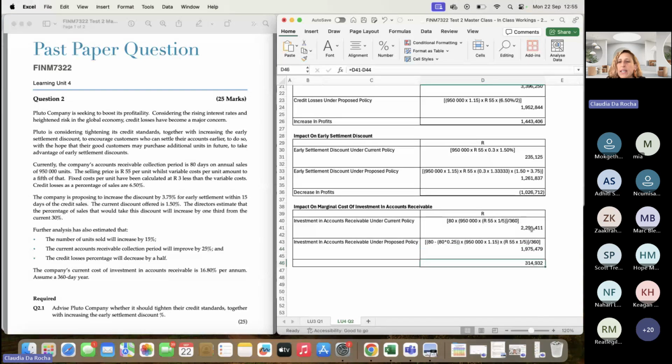Okay, so what does that mean? Our cost of accounts receivable on the current policy is more than the cost under the new policy. So it will result in what? It will result in an increase in profit because the new policy is going to decrease our costs.